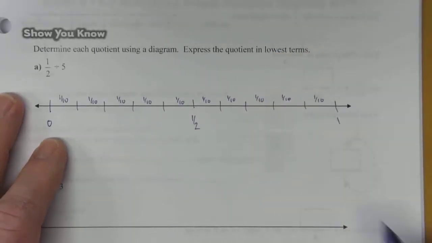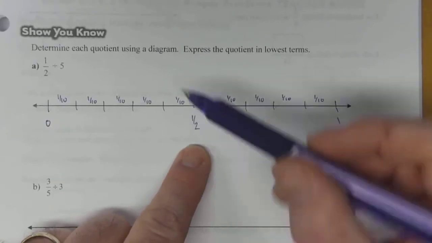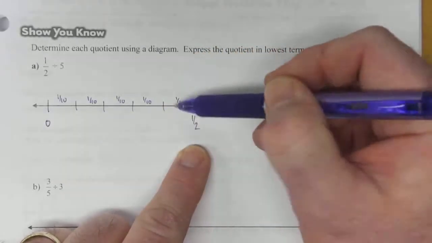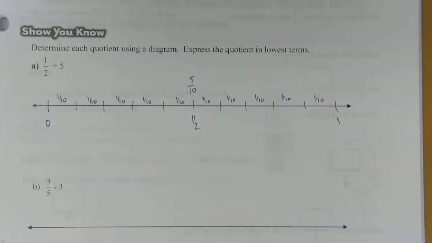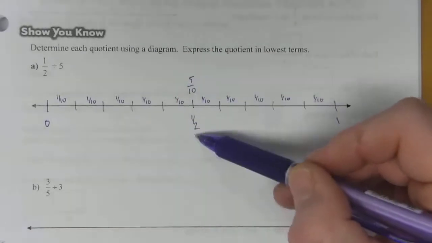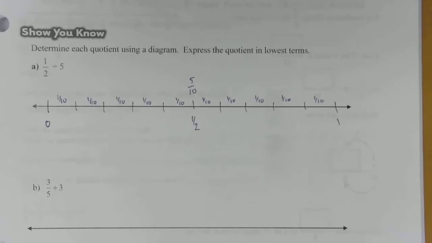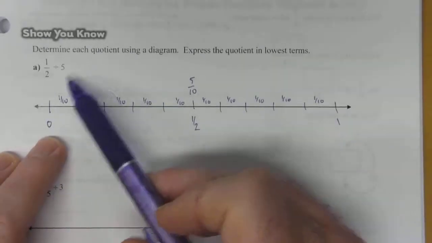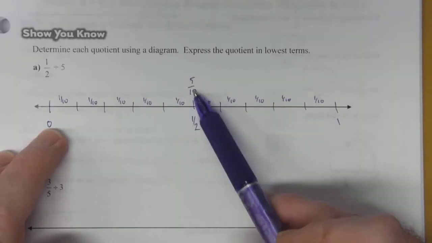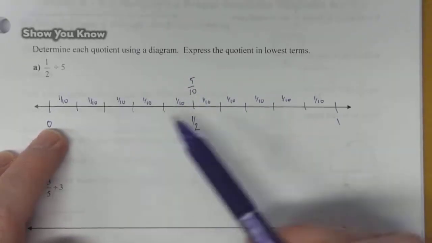And because of that, my fraction 1/2 can also be called 1, 2, 3, 4, 5 tenths. So this is an equivalent fraction. 1/2 and 5 tenths mean the same thing. Now that I have this set up, my question now becomes 5 tenths divided by 5.